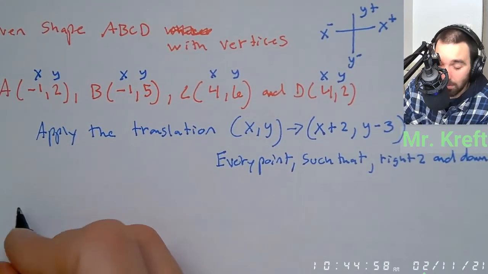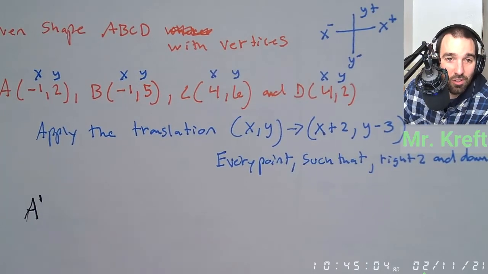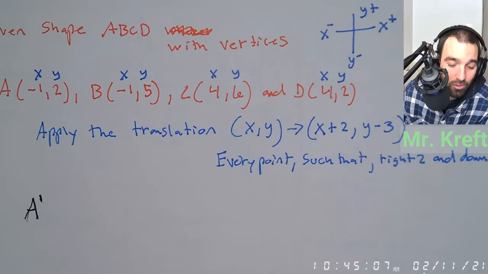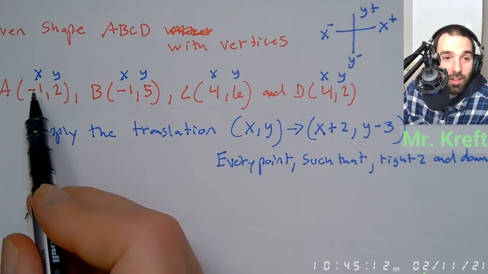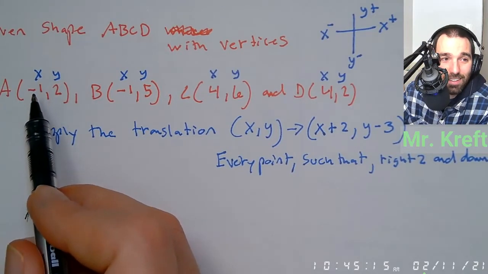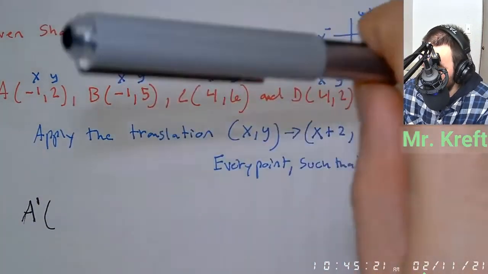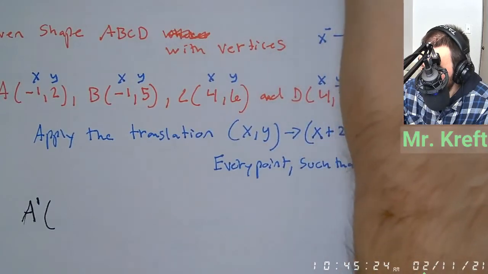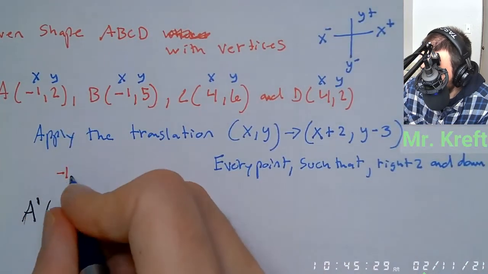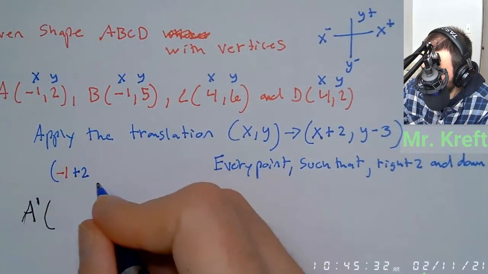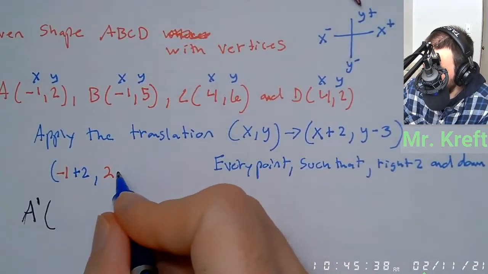So the image is going to be A prime, right? It's just like a little tick mark above it, like the apostrophe. The closest symbol on a keyboard is an apostrophe. So how do I do this? Well, I'm going to take my X and Y value and plug it into my formula. So this is what I'm going to have: my X value plus 2 and my Y value minus 3.